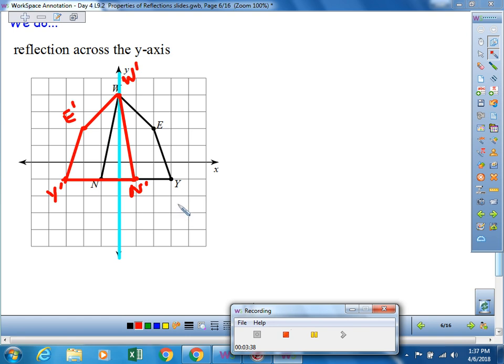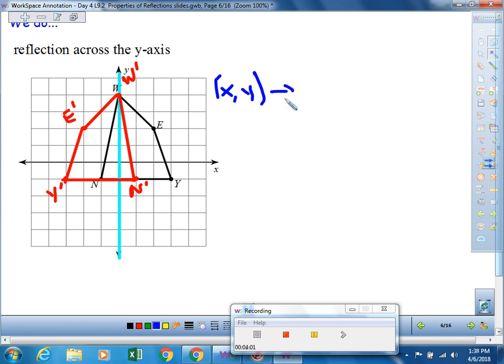Okay, now for everyone, if they give us the rule in words, then you're going to write the algebraic rule. If they gave us the algebraic rule, you're going to write the rule in words. So the algebraic rule would be x, y becomes negative x, y. Remember, if you're going over the y, you leave the y alone.